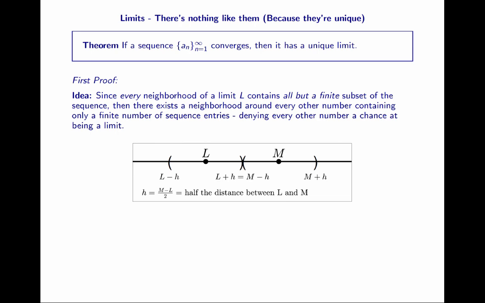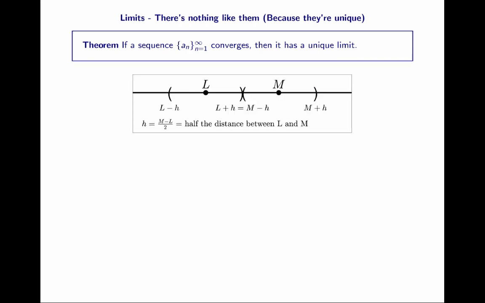Then the H neighborhood of L, in other words, L minus H to L plus H, that open interval, contains all but a finite number of sequence entries. Since the H neighborhood around M is not contained in the H neighborhood around L, that neighborhood of M must only contain a finite number of entries, which means it's impossible for it to be a limit. So here we're using the neighborhood definition of a limit.